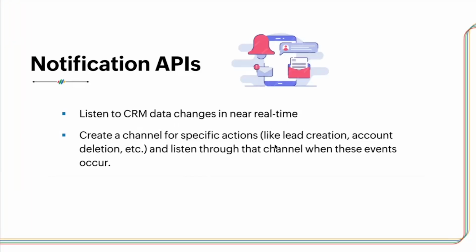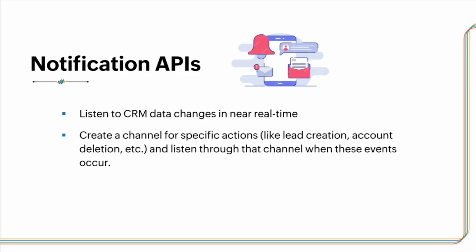Coming to notification APIs. We all want to stay apprised of what's happening with our CRM data. So notification APIs are very useful when you want to know when something changes in your CRM data. Notification APIs allow you to listen to CRM data changes in near real time.